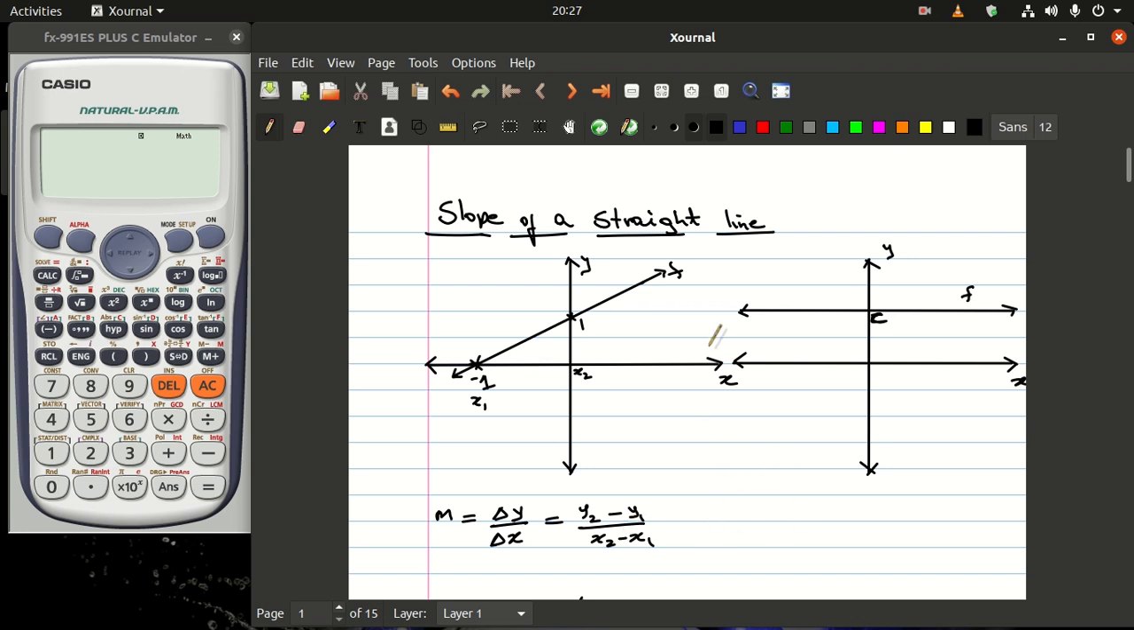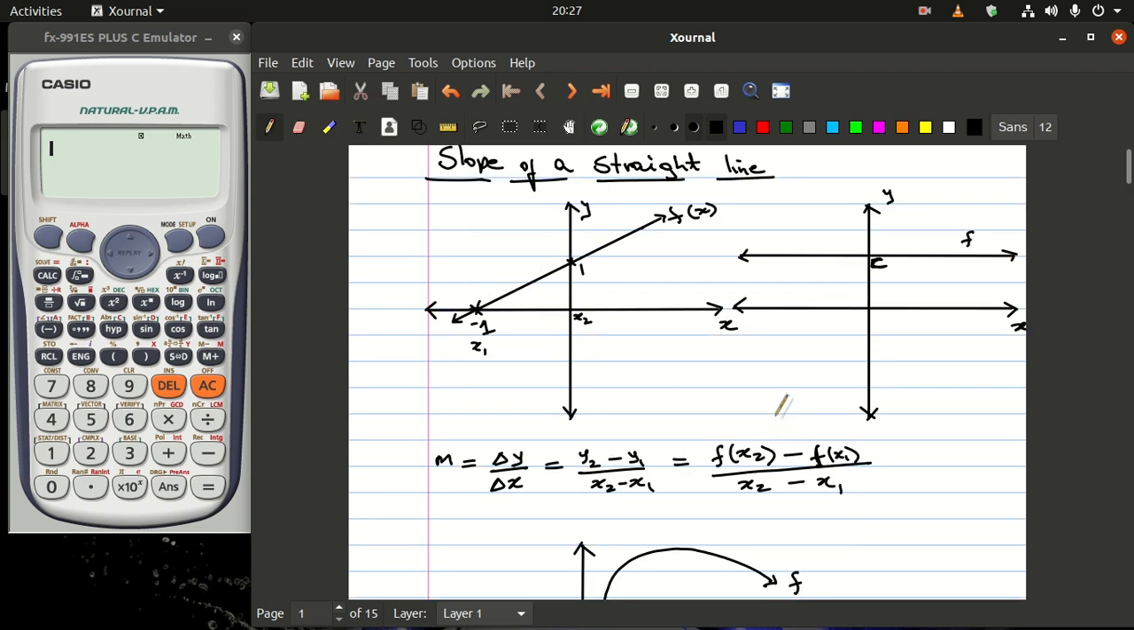So if, let's say, this function is f of x, then to get y2, we take this x2 and plug it in f of x, and you end up having f of x2 minus, and then to get y1, you take x1, you plug it in f of x, and you divide this by x2 minus x1. So this is one way of writing the slope of the function f.